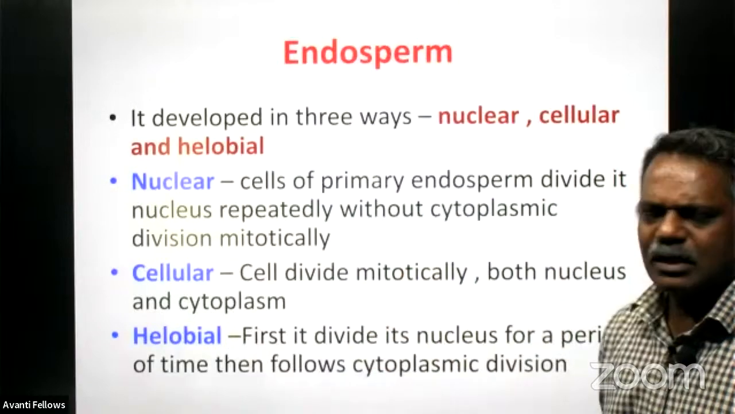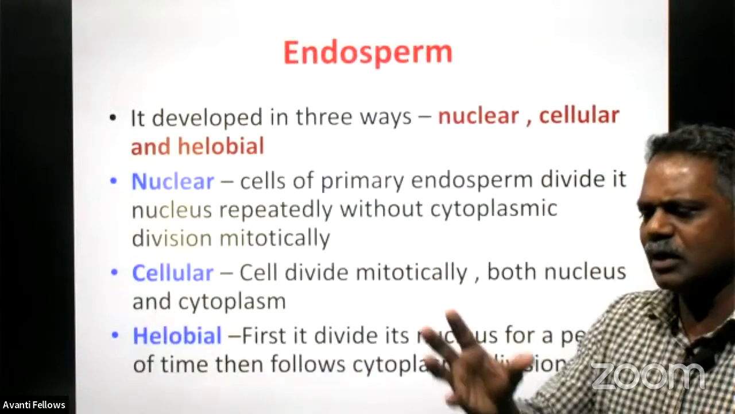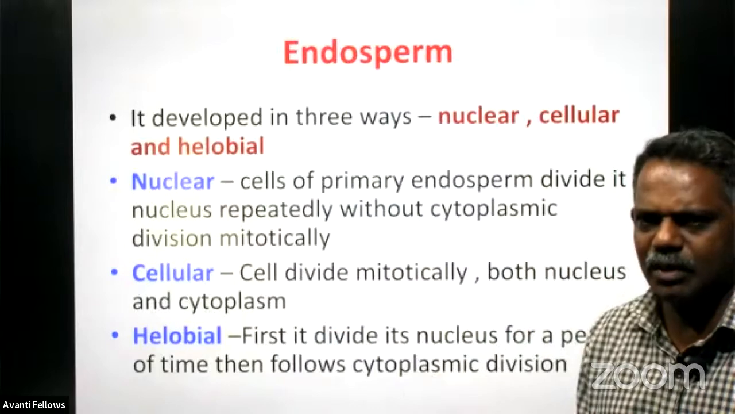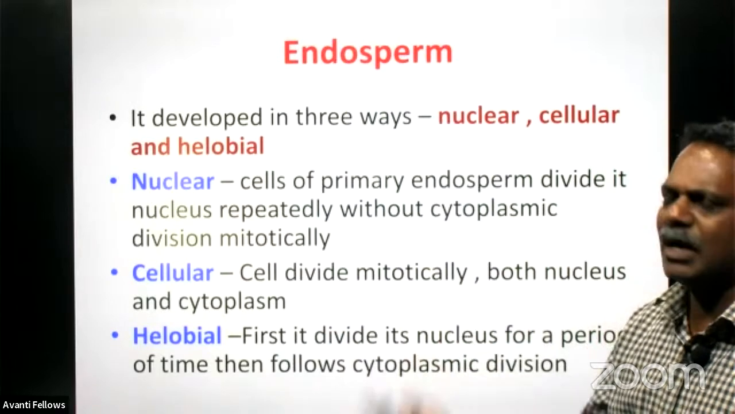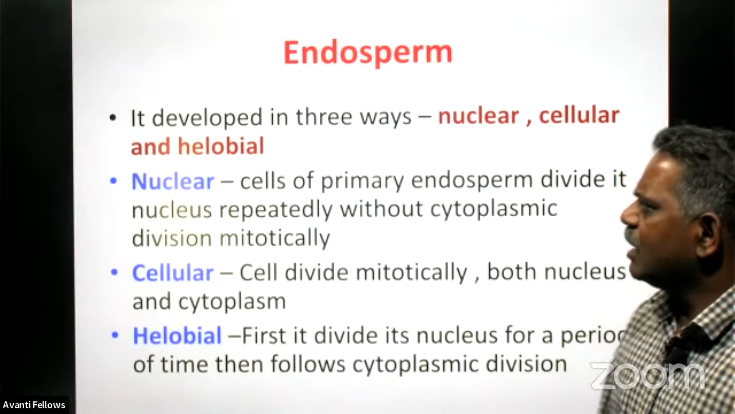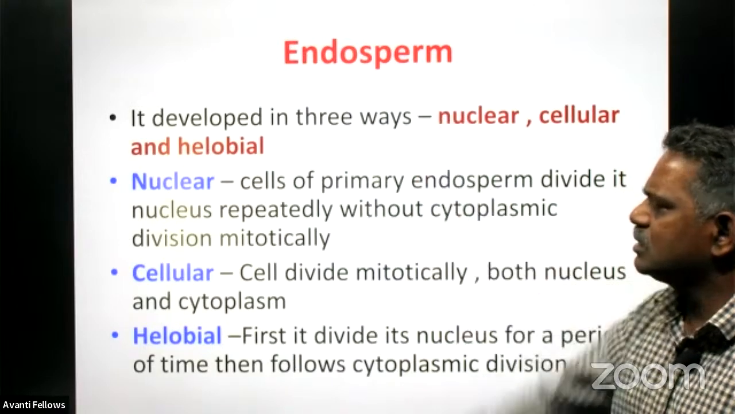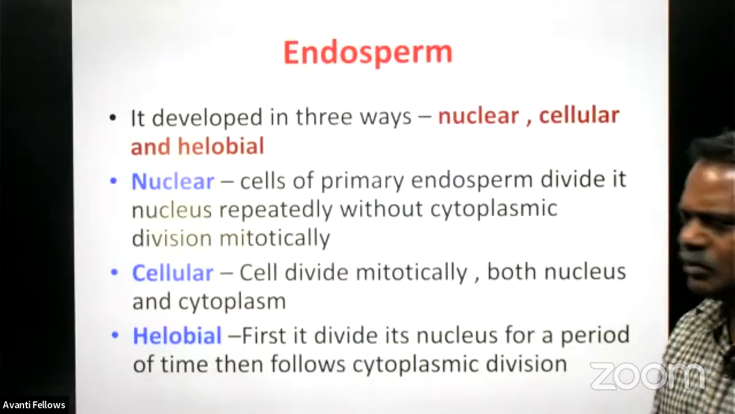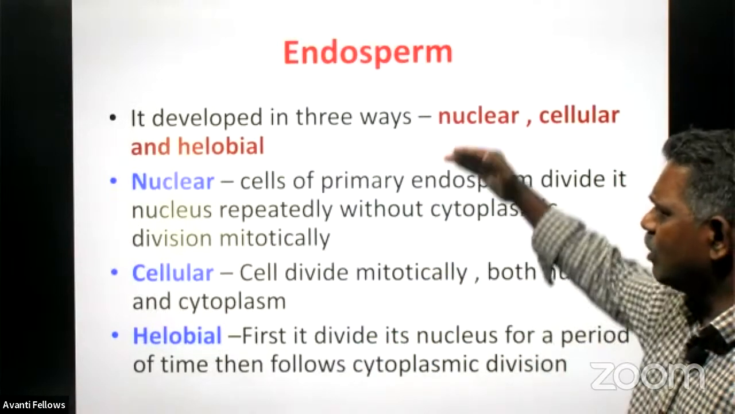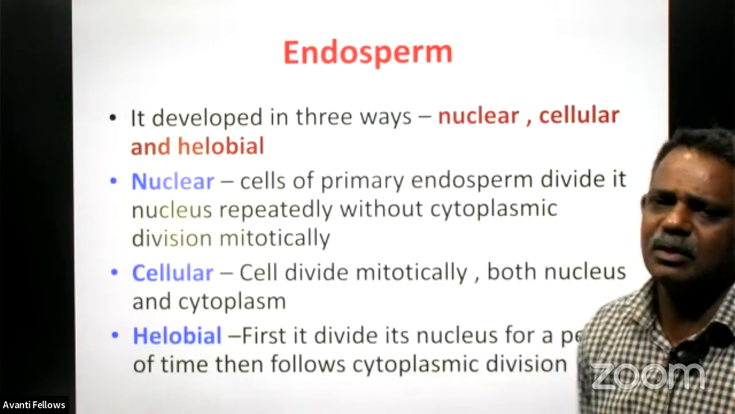Another one is cellular. Cellular means the nucleus divides followed by cytoplasmic division. Repeatedly, the cell divides and produces a mass of cells in the embryo sac, and that acts as the endosperm for the storage of food material. And another one is the helobial. It is the combination of both the nuclear and cellular types.